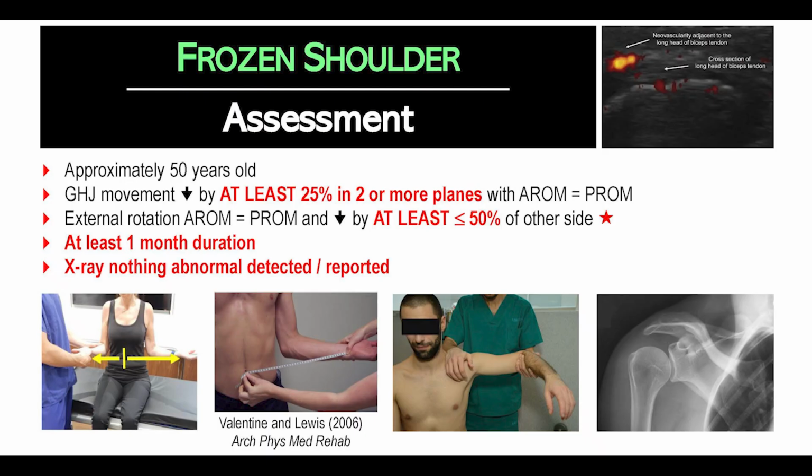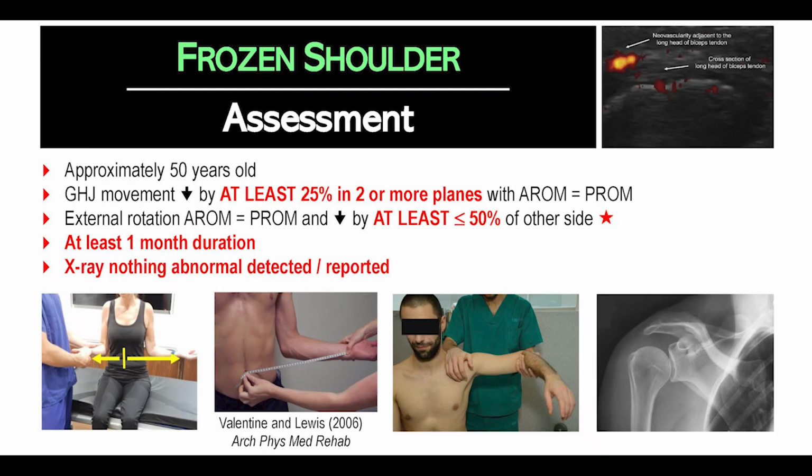And clinically, the condition that would give us some confidence that the person who's seeking care might have this condition would be average age 50 years of age, as we mentioned earlier. There'll be an equal restriction of active and passive external rotation of the affected shoulder.